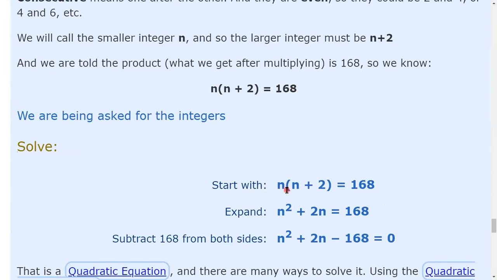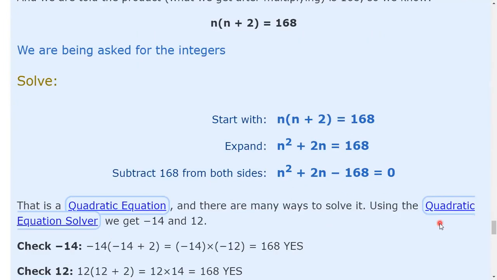Start with this. This is the basic equation, but we are formulating it from the given information. So expanding, multiply this. After simplification, n square, and this will become 2n, equals 168. Subtract 168 from both sides, making it a quadratic equation, of degree 2. Now n square plus 2n minus 168.